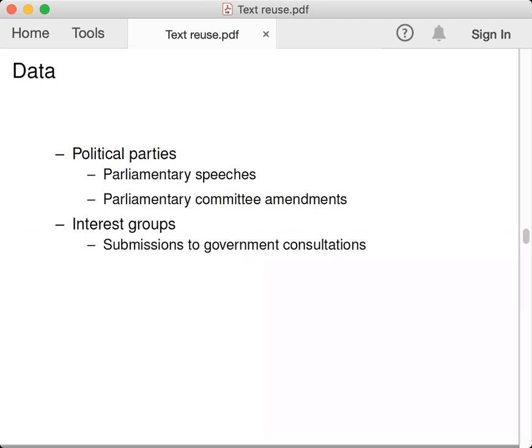So the government organizes a hearing for interested parties or interested actors, and it's open for everyone, and whoever is interested can submit their comments on this proposed policy. So I look at these submissions.